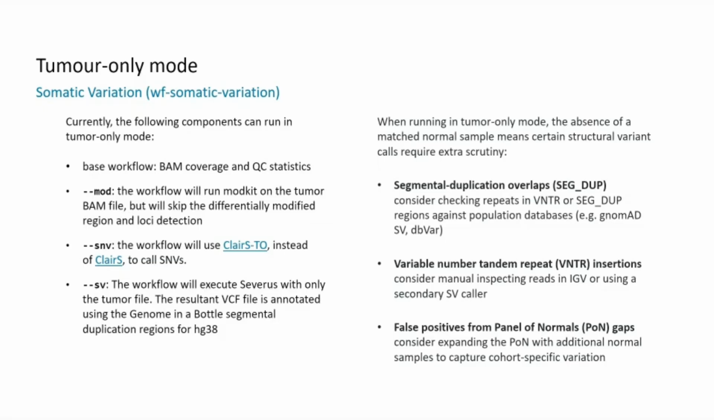This applies especially to variants present in our country when the panel of normals used is a global panel. Then some of the results might be false positives, identified falsely as somatic variations. So these are some of the considerations users need to take note of while running the tumor-only mode.